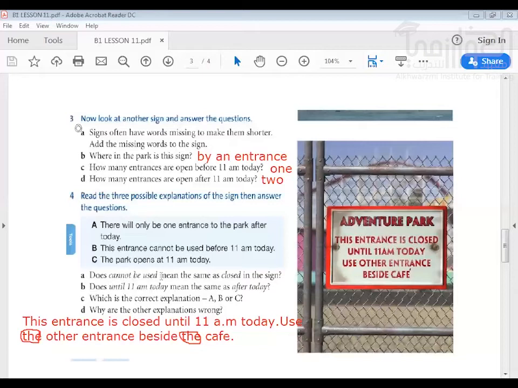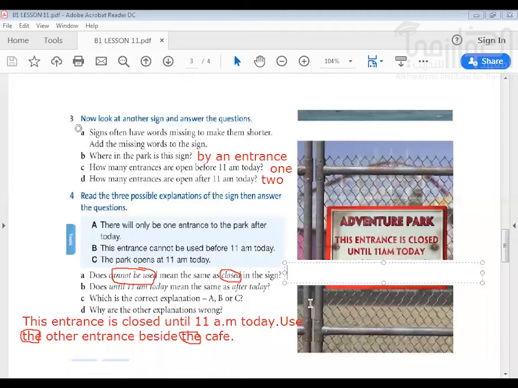So does "cannot be used", this expression, mean the same as "closed" in the sign? Yes, it does. So this is yes. Cannot be used and closed mean the same thing. Now, closed is the same as cannot be used.